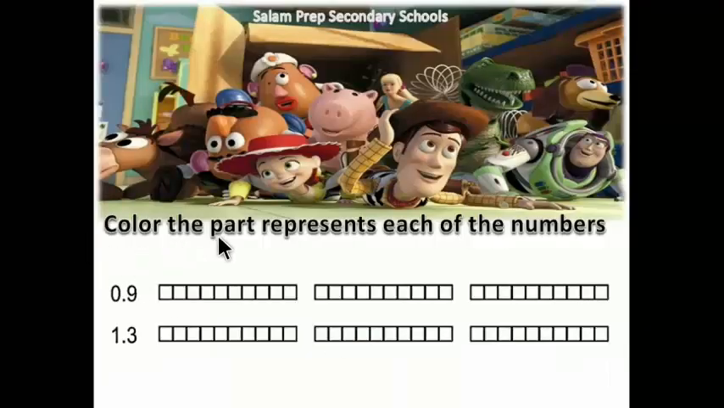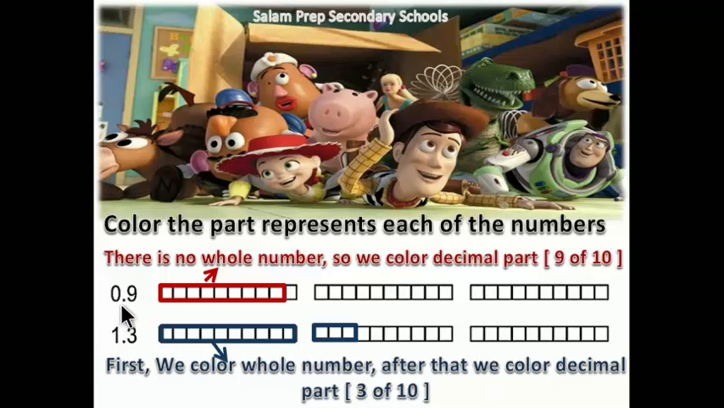Color the part that represents each of the numbers. The first, 9 tenths. We need to color 9 tenths. There is no whole number. This is 0, okay? So we color the decimal part, 9 of 10. In the first line, we will color only 9 squares to represent 9 tenths.